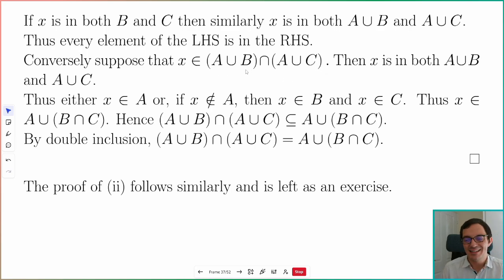A union B intersect A union C. So what does that mean? That means that x is in both of these bracketed things, A union B and also A union C.